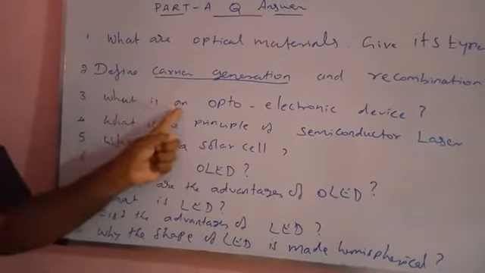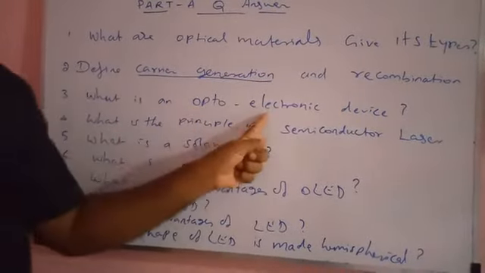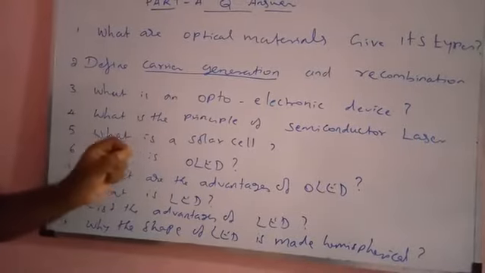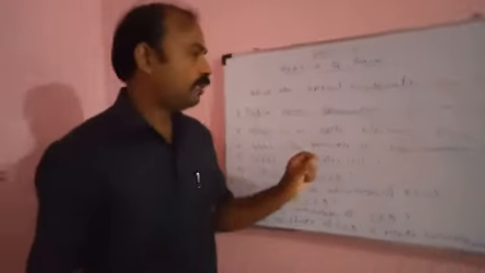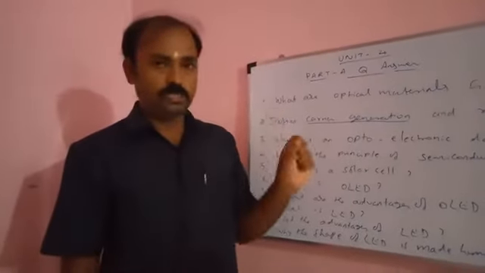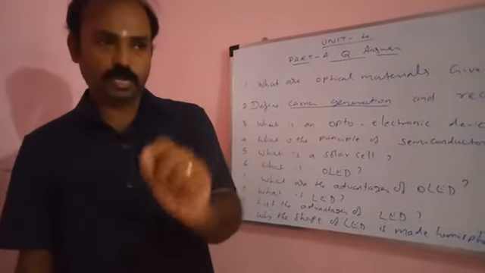Now we go to the third question. What is an optoelectronic device? An optoelectronic device is nothing but a device which converts light energy into electrical energy.